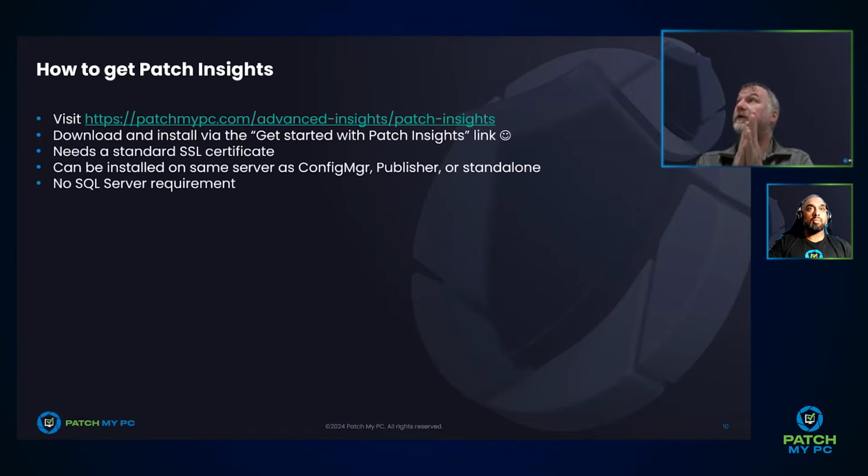So there were some questions about how you can get hold of Patch Insights. If you are licensed for this today, so if you're on Enterprise Patch or Enterprise Plus, then you can just go to this URL, patchmypc.com/advanced-insights/patch-insights, and just download it from there. There's a Get Started with Patch Insights link at the bottom of that page. You'll notice that it is the Advanced Insights download because they're the same code base, but you just install it exactly the same as you would with Advanced Insights.